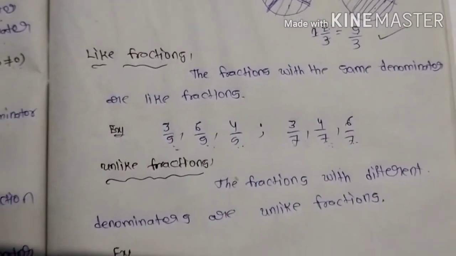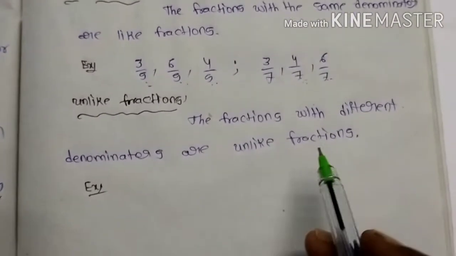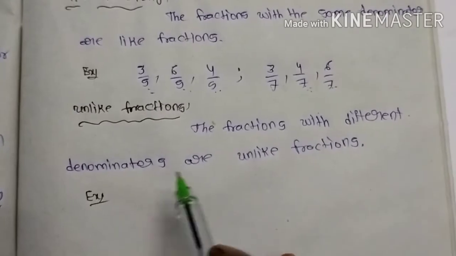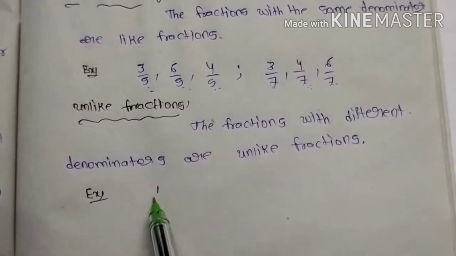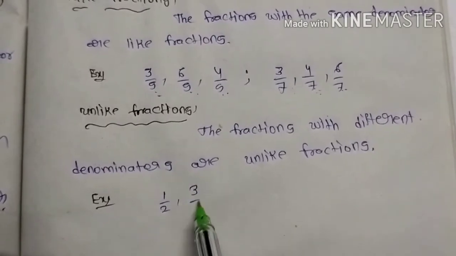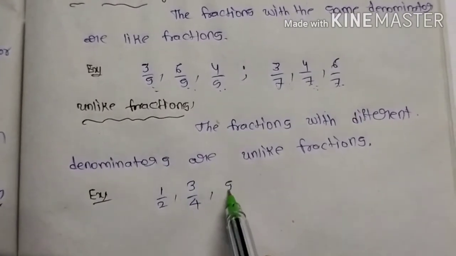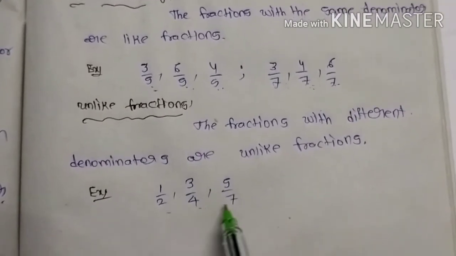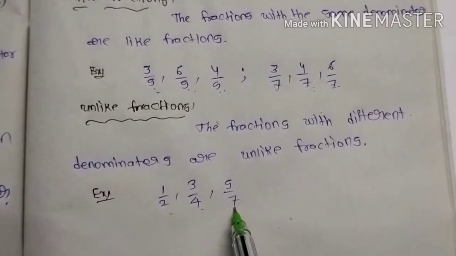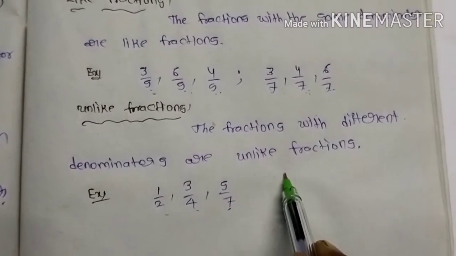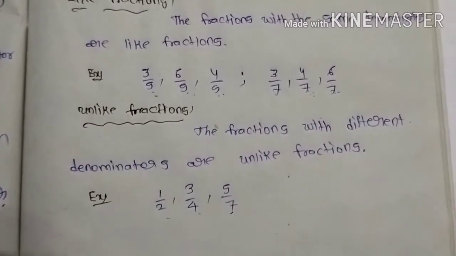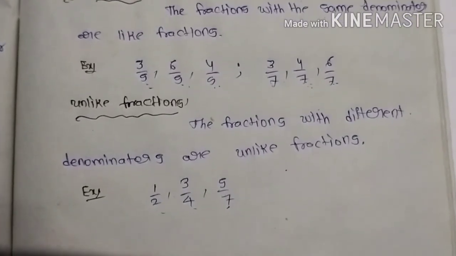You can see one more, unlike fractions. How can you represent? See, the fractions with different denominators are unlike fractions. Unlike fractions have different denominators. See 1 by 2, 3 by 4. Here I am taking 5 by 7. See, do these all have the same or different denominators? Different. So these are called unlike fractions. We will discuss detailed exercise problems in the next video.